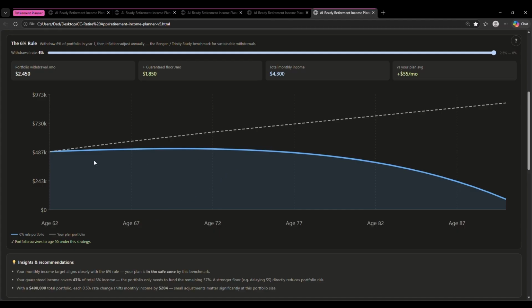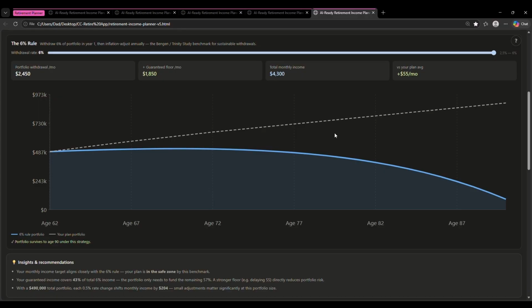This chart shows two lines. We have the blue line, and this is your portfolio under this withdrawal strategy. The grey dashed line is your actual plan's portfolio trajectory. If the blue line runs above the grey line, this strategy preserves more capital. If it drops below and runs out before the grey, that rate is too aggressive for your portfolio size.